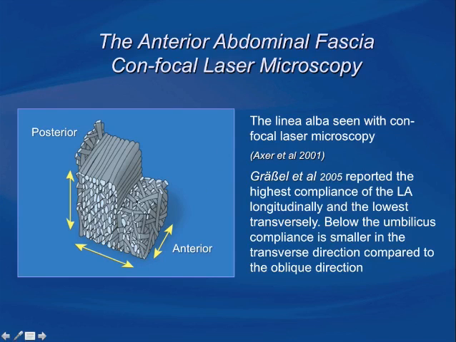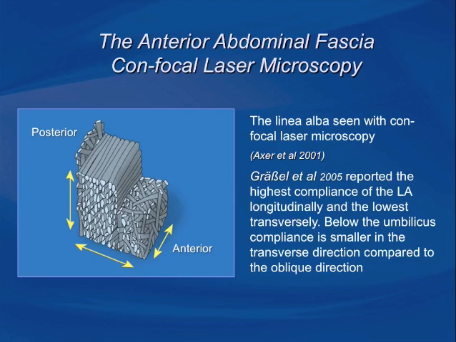Now the posterior one-third is formed by these very longitudinally oriented collagen bundles that come from the posterior rectus sheaths, and they are derived from the aponeurosis of transversus abdominis. So interesting, okay? Not too sure what all that means, but it's a very organized structure.